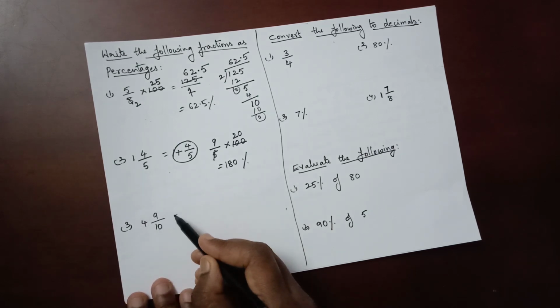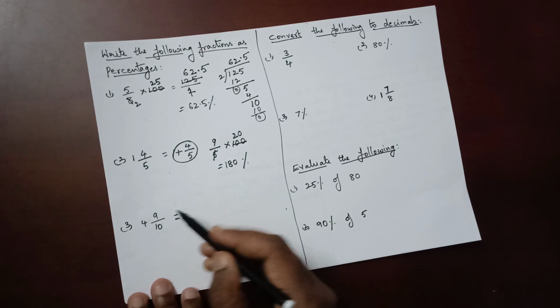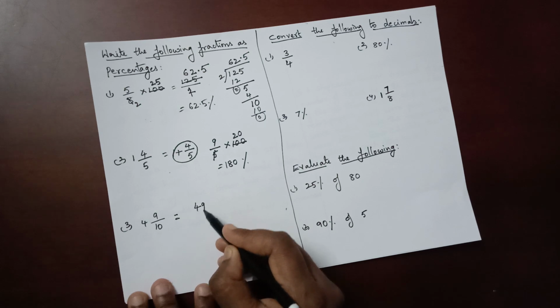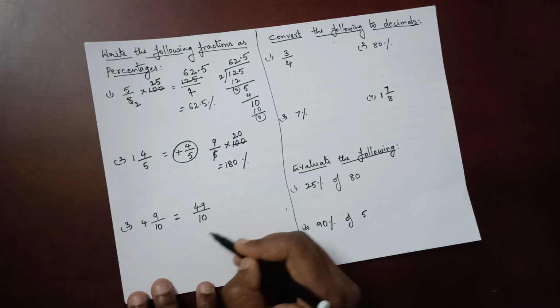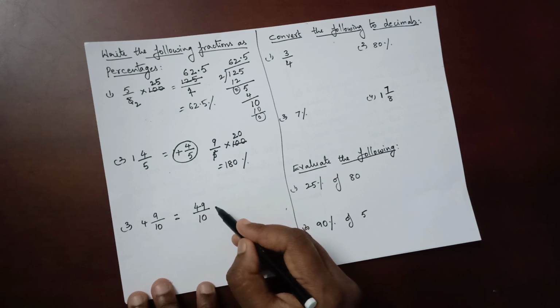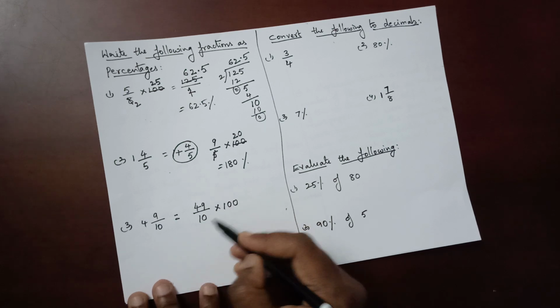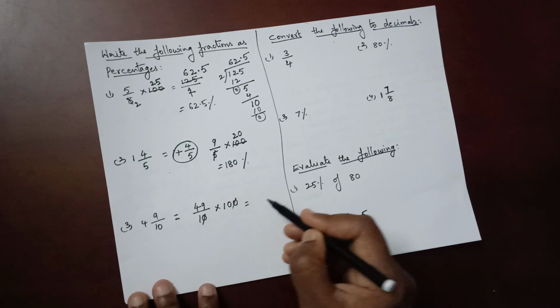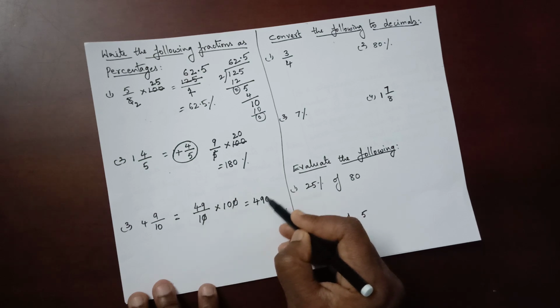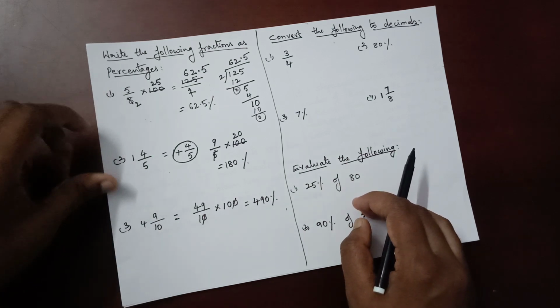Here also the same technique. This is a mixed fraction. 10 4s are 40, 40 plus 9, 49 by 10. This 49 by 10 fraction, we want the percentage, so into 100. The 10 cancels, so 49 into 10 is 490%. This is the way of doing the problem.